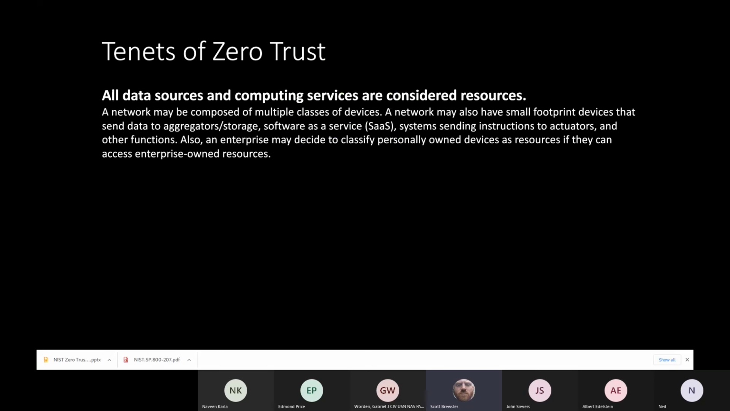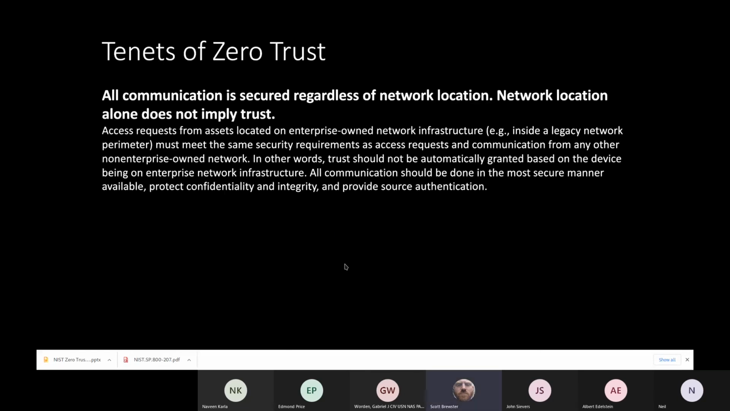You don't want the policies on your BYOD, bring your own device, phones and tablets to be able to store data and not get deleted in case a phone is lost or an employee runs out of the country or whatever. You want to be able to wipe their stuff as soon as it's reconnected to the network, any network. All communication is secured regardless of network location. Network location alone does not imply trust.